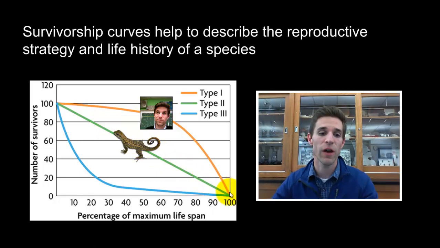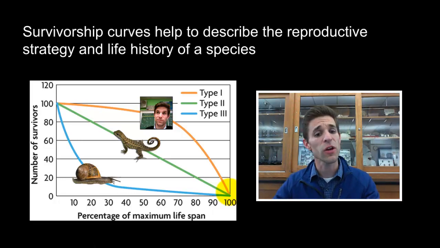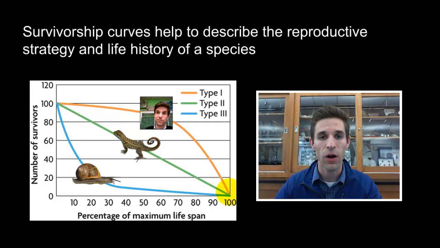And then we have a type 3 survivorship curve, and that's typically for very small creatures and also invertebrates, things like mollusks like this snail here, or jellyfish, or sea stars, or insects, for example.